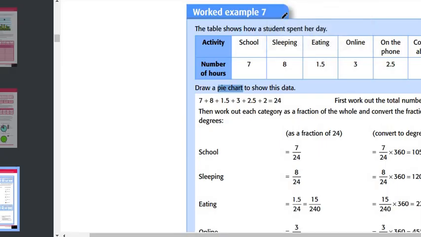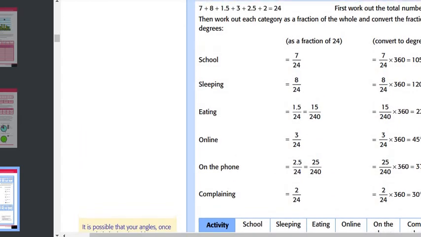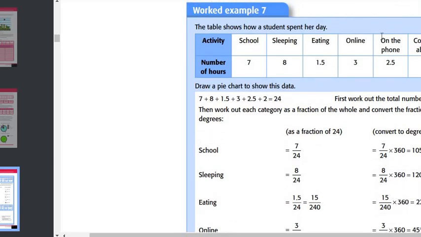In worked example number 7 in the book, you have a table. Sorry, it's not complete because I can't move the screen. You have a table, and what do you do? The first thing you do is complete those values, you turn those values into a fraction. A day is 24 hours. So 7 divided by 24 is the fraction. When you multiply that fraction by 360, you have the degrees. Sleeping is 8 hours. 8 hours divided by the total 24 hours, you have this fraction. When you multiply it by 360, you have the degrees.